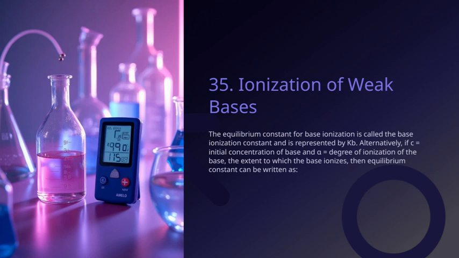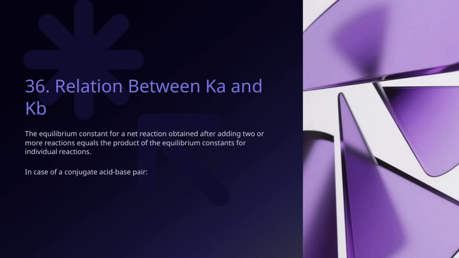When dealing with a conjugate acid-base pair, it's important to understand how their equilibrium constants relate. If we consider a net reaction formed by adding 2 or more reactions, the overall equilibrium constant is actually the product of the individual constants for each reaction. This means that the combined effect of multiple steps can be understood by multiplying their constants together.